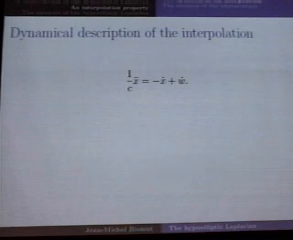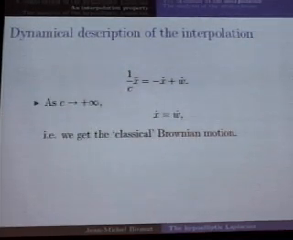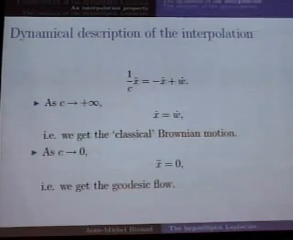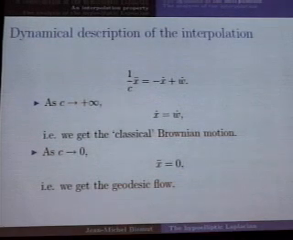So I claim, first of all, that from a dynamical system point of view, this effectively interpolates between the two dynamics. If you make c equal to infinity, you get the equation x dot equals w dot, which is the equation of classical Brownian motion. When you make c equal to 0, you get x double dot equals 0, which is the dynamics of the geodesic. So already, from a dynamical system point of view, I've produced a family of differential equations which naturally interpolates between the two dynamics.